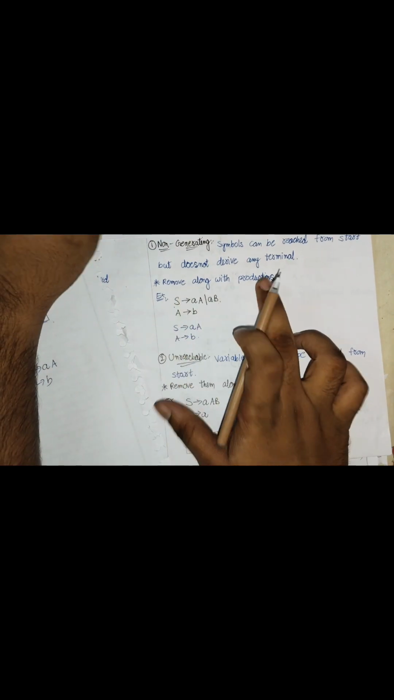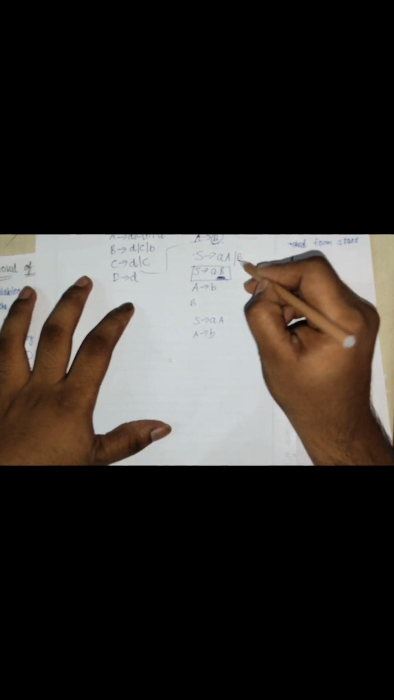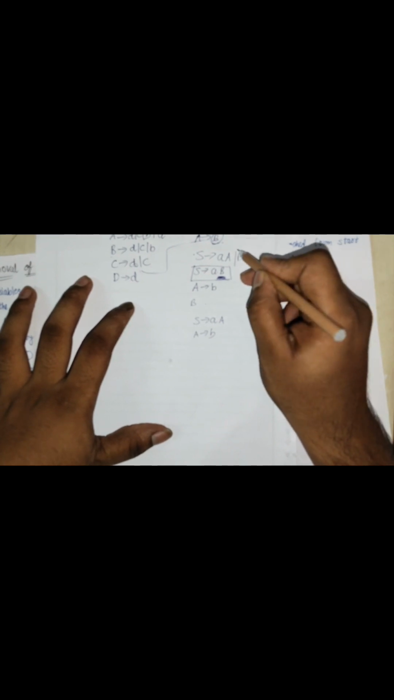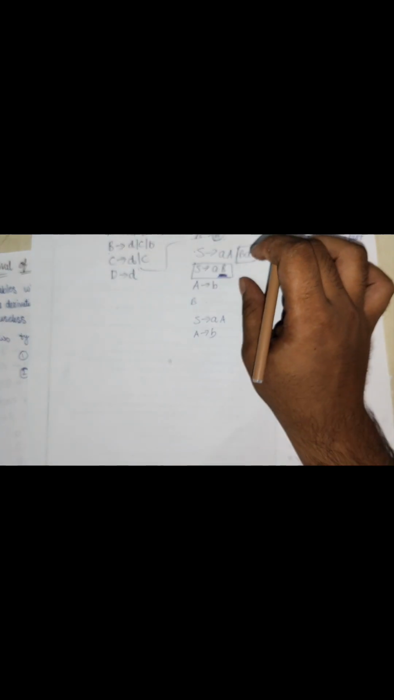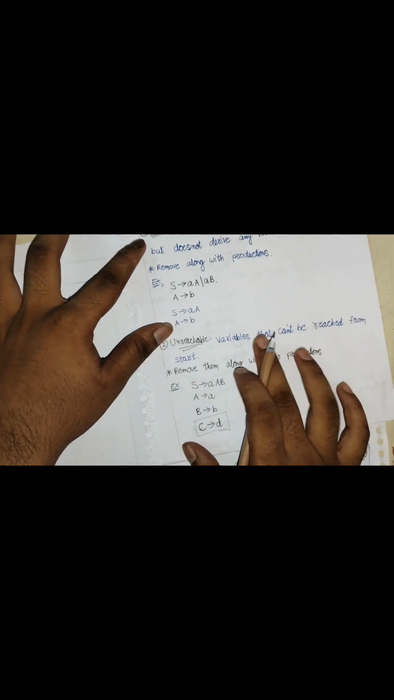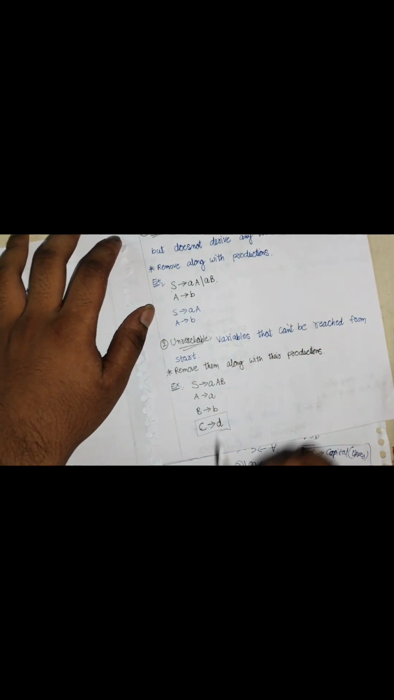Removal of non-generating symbols includes removing them along with their productions. Like if there is another production like B tends to A, let's suppose, then you have to remove this entire production. You should not tally this. You have to remove this entire production. Okay. Next, the second thing is unreachable states: variables that cannot be reached from the start state.